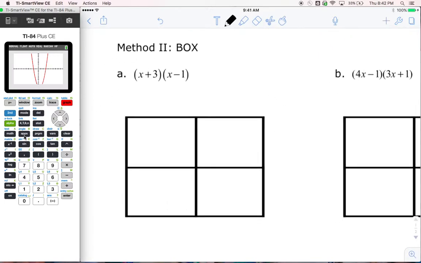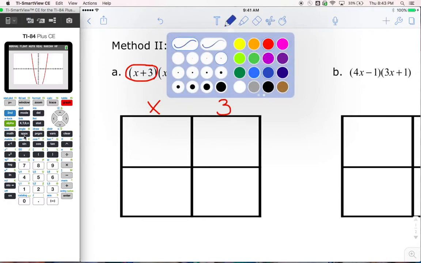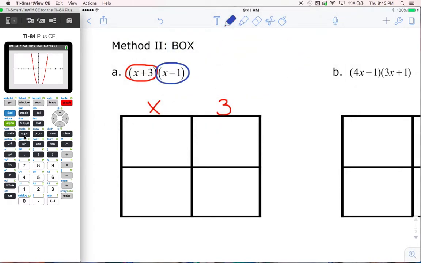So this is the box method, and it works similarly to what you see in Punnett squares. I'm going to color code this to see if it helps. So we have x plus 3. Take one of the expressions and label the boxes, so x and a positive 3. Your other group, you're going to label the side of the box, so x and a negative 1. It's crucial that if you do have a negative that you write the negative.